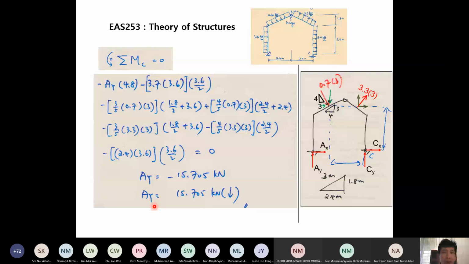So it is good to find one equilibrium equation that we can start with in the process of solving for AY, AX, CY, and CX, one from which you can get any one of them directly. In this case, if you take moment at C, you will find AY. Similarly, if you take moment at A, you can find CY directly. So let's look at the detailed one now.